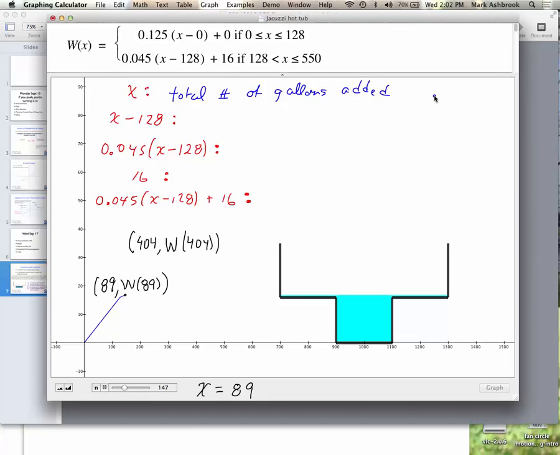See, x is the total number of, or the current number of, gallons added. It's the total number of gallons from when we started filling. It's a changing quantity. So the number of gallons is our x coordinate: how many total gallons have we put in the jacuzzi so far? What is x minus 128? This is really important. Exactly what is that quantity?